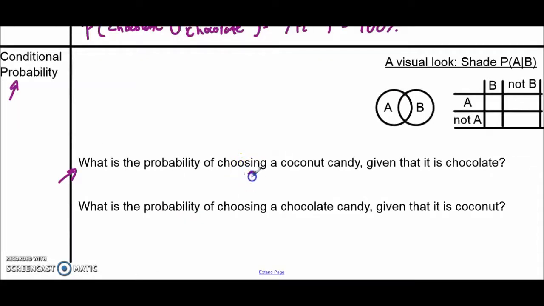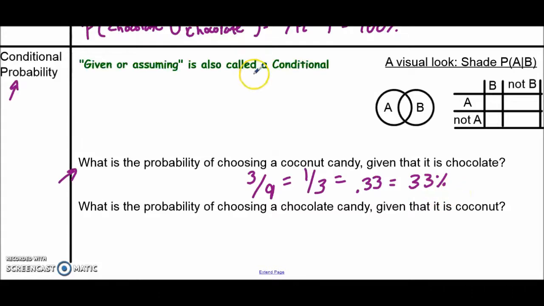So we now know that 3 candies were coconut out of the 9 candies that were chocolate. That reduces to a fraction of 1/3. As a decimal, that is 0.33 repeating, or to round, 0.33. And as a percent, that is a 33% chance of getting a coconut candy, given that you know you're already looking at chocolate ones. Let's fill in some of the details about conditional probability.